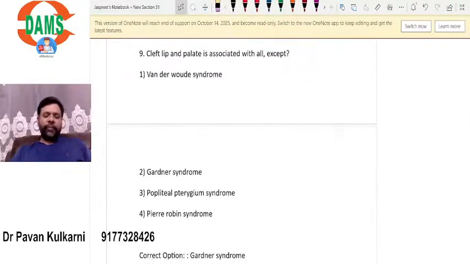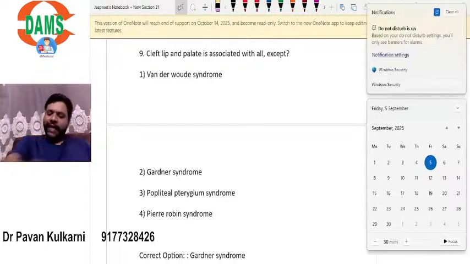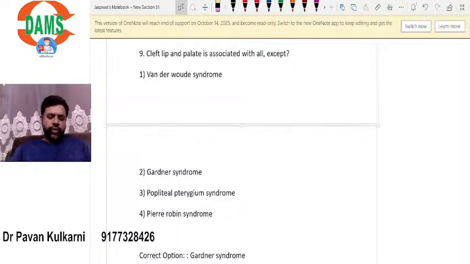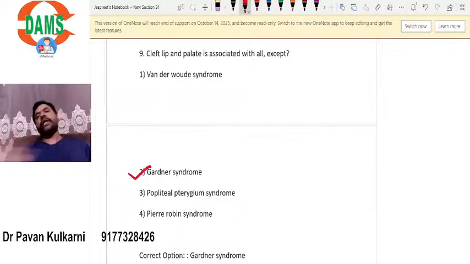Cleft lip and cleft palate is associated with all except. There are 4 syndromes given here, and we are supposed to identify the one not associated with cleft lip and cleft palate. Van der Woude syndrome, yes, it is associated. Gardner syndrome, no. Popliteal pterygium syndrome, yes. Pierre Robin syndrome, yes. So Gardner syndrome is not associated with cleft lip and cleft palate. Please remember this, Gardner syndrome.